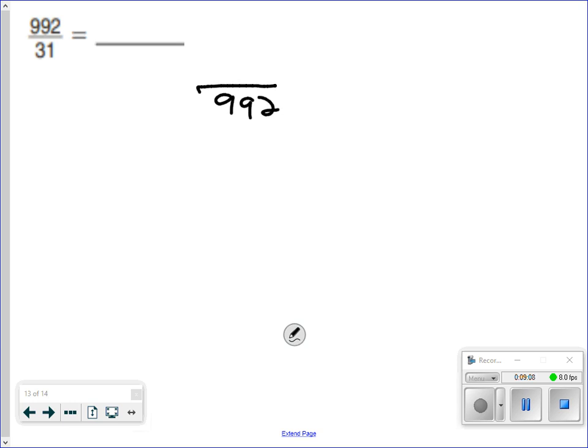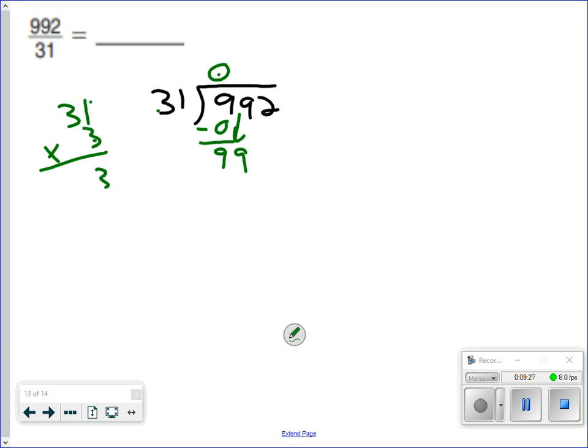992 divided by 31. How many times can 31 go into the number 9? Goes in there 0 times. 31 times 0 is 0. I'm going to subtract. I got a 9. I'm bringing down a 9. How close can 31 get to 99? Let's go times 3. 3 times 1 is 3. 3 times 3 is 9. That's pretty close. Put a 3 up top, and I've got a 93 here.